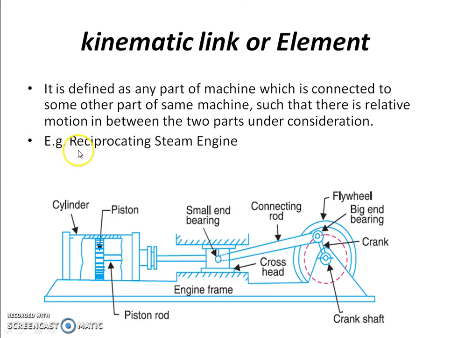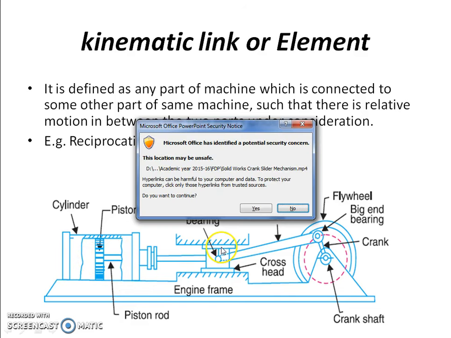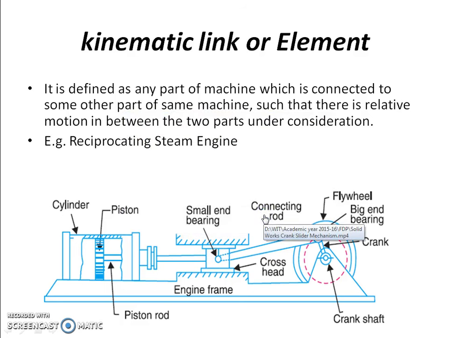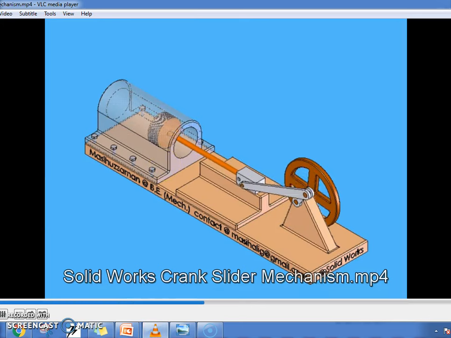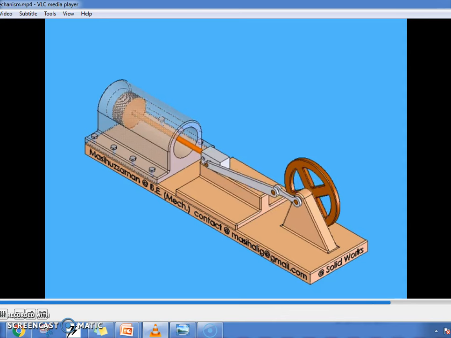We have taken the example of the reciprocating steam engine. The parts of the reciprocating steam engine are the crank, to which we give the input, the connecting rod, then the crosshead, and the piston rod which is attached with the piston, and this one is the cylinder. Inside the cylinder, the piston has reciprocating motion. Now we will see the animation of this reciprocating steam engine. Like that, the mechanism will occur in the reciprocating steam engine.